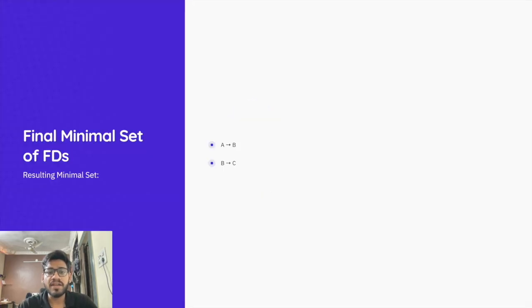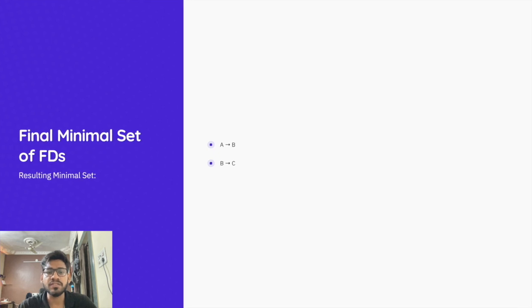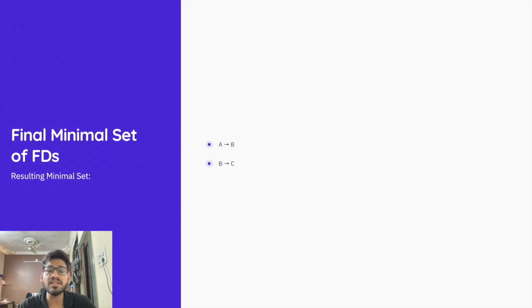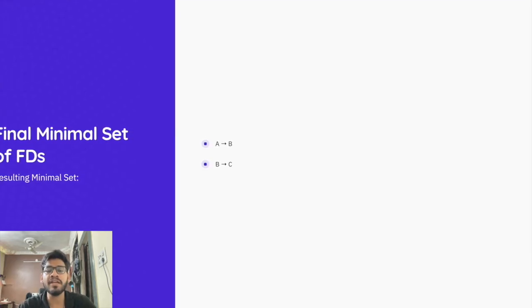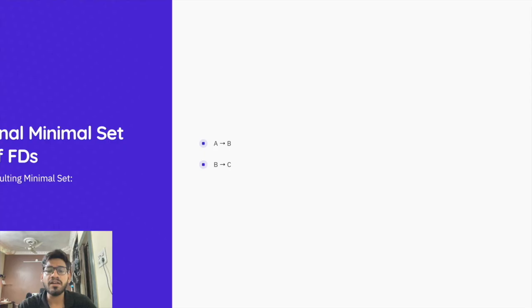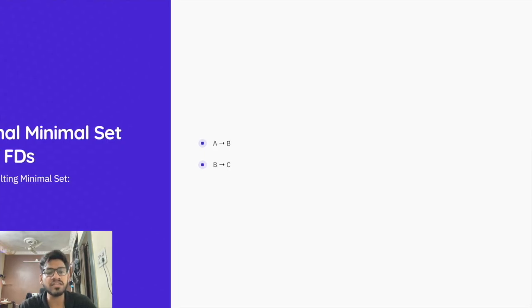Now comes the final minimal set of functional dependencies. After simplification, our minimal set is A to B and B to C. This version is easier to maintain, ensures clarity and avoids unnecessary complexity in the database schema.